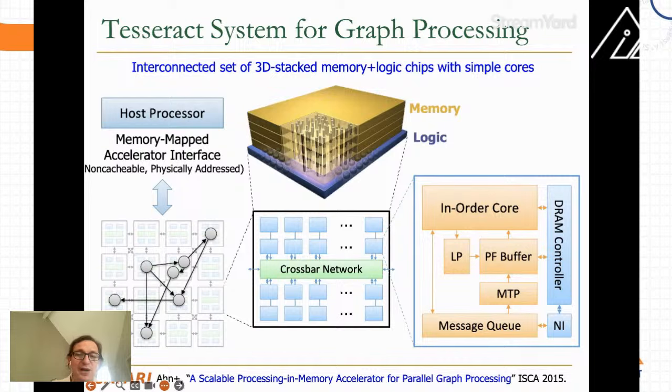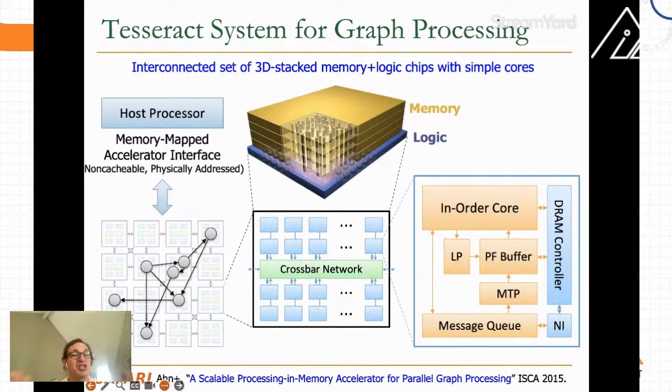If you do the functions within a cube, that's also not that costly. It's still within the chip. Hopefully, we will minimize the functions that are executed across the chips. So we do some graph partitioning such that the graphs are partitioned so that you localize computation as much as possible. That's the idea.